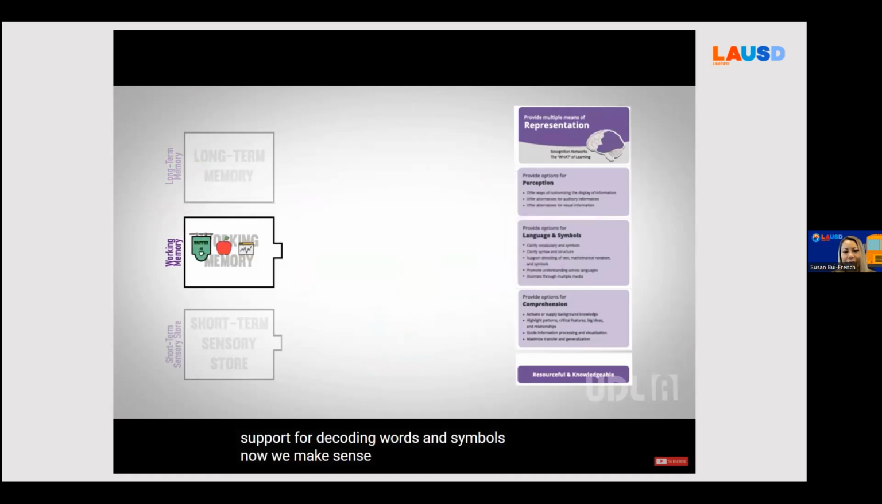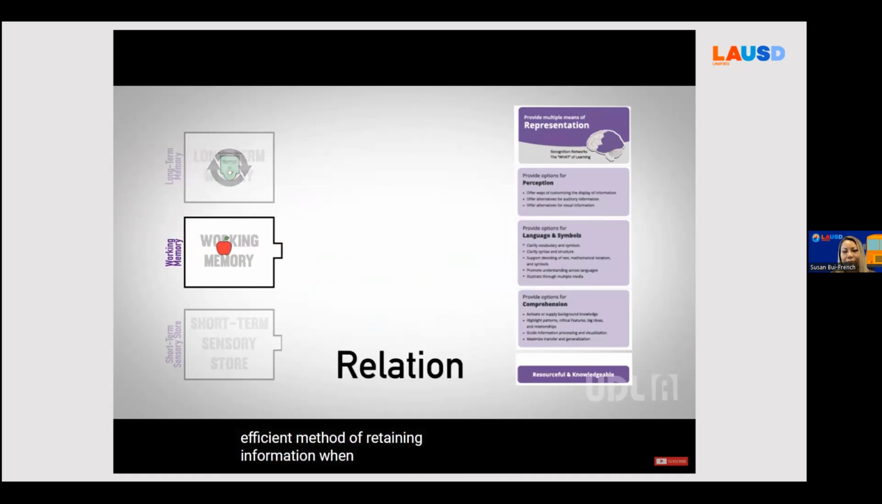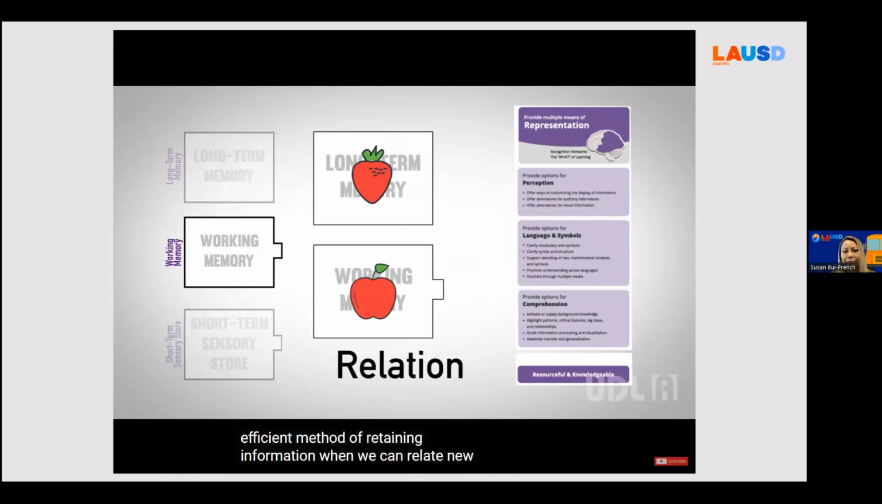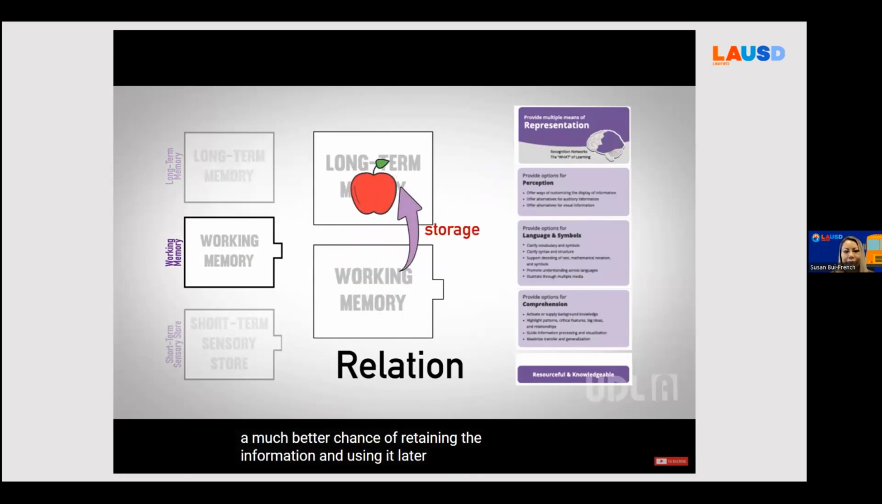Now, we make sense of the information, but is it worth retaining? Why should our brains hold on to this? Well, there are 2 main paths to retention: rehearsal and relation. And relation is by far the more efficient method of retaining information. When we can relate new information to existing understanding or make meaning out of our learning, we have a much better chance of retaining the information and using it later.